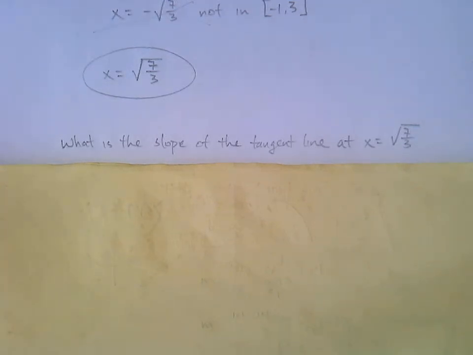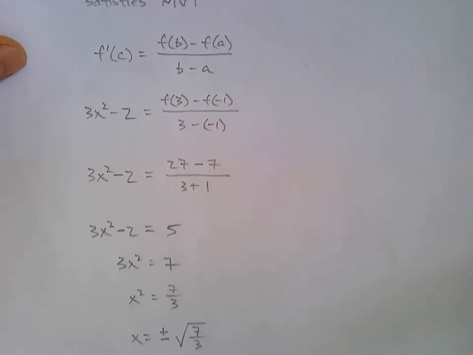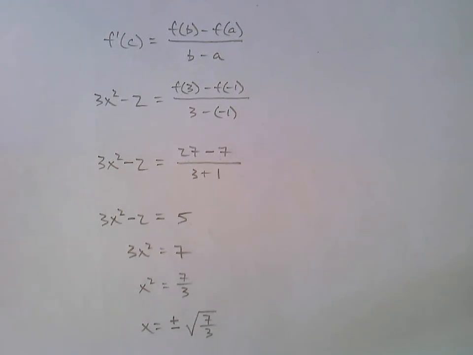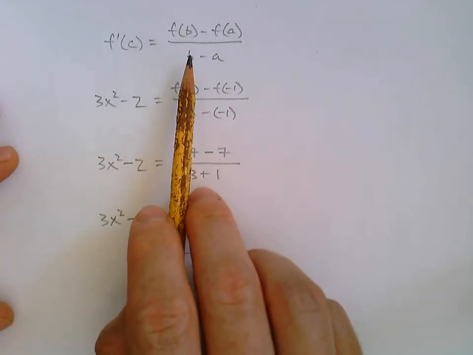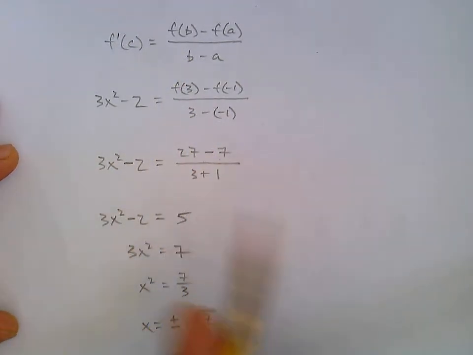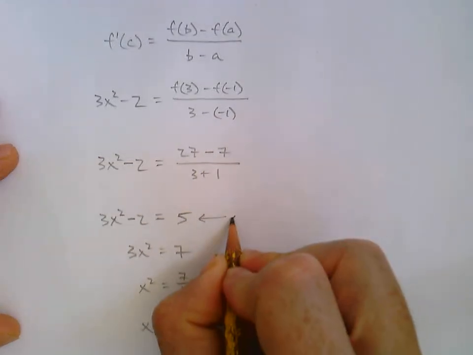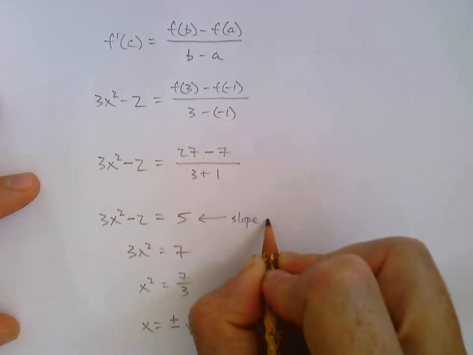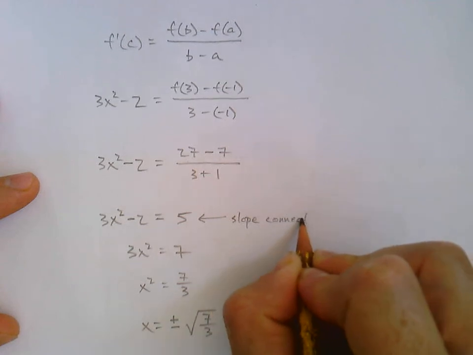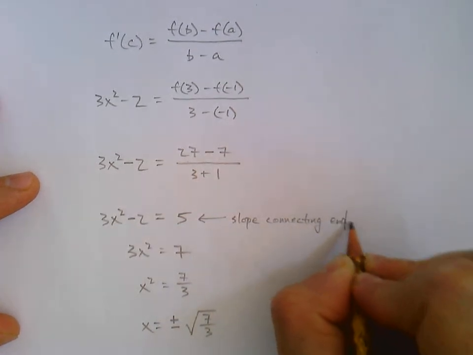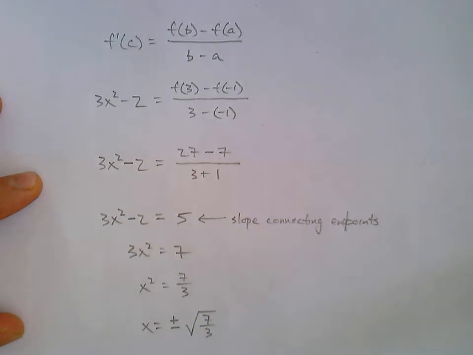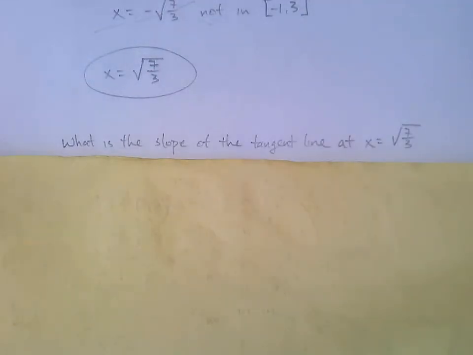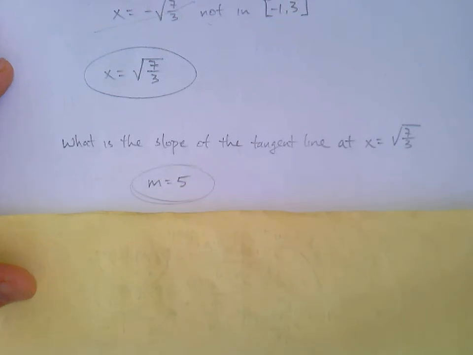And you'd have to go back to some work we did earlier, back over here. What is the slope of the line connecting the endpoints? And well, this is us calculating it, and it turned out to be 5. The slope connecting the endpoints. And so what is the slope of the tangent line at x equals square root 7/3? It's 5.